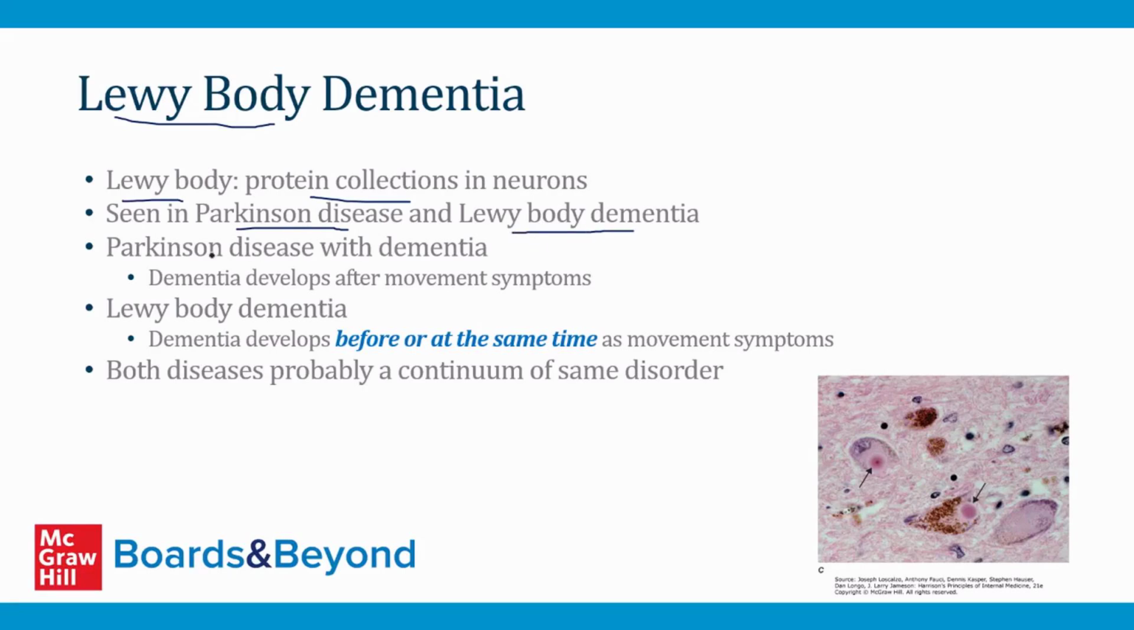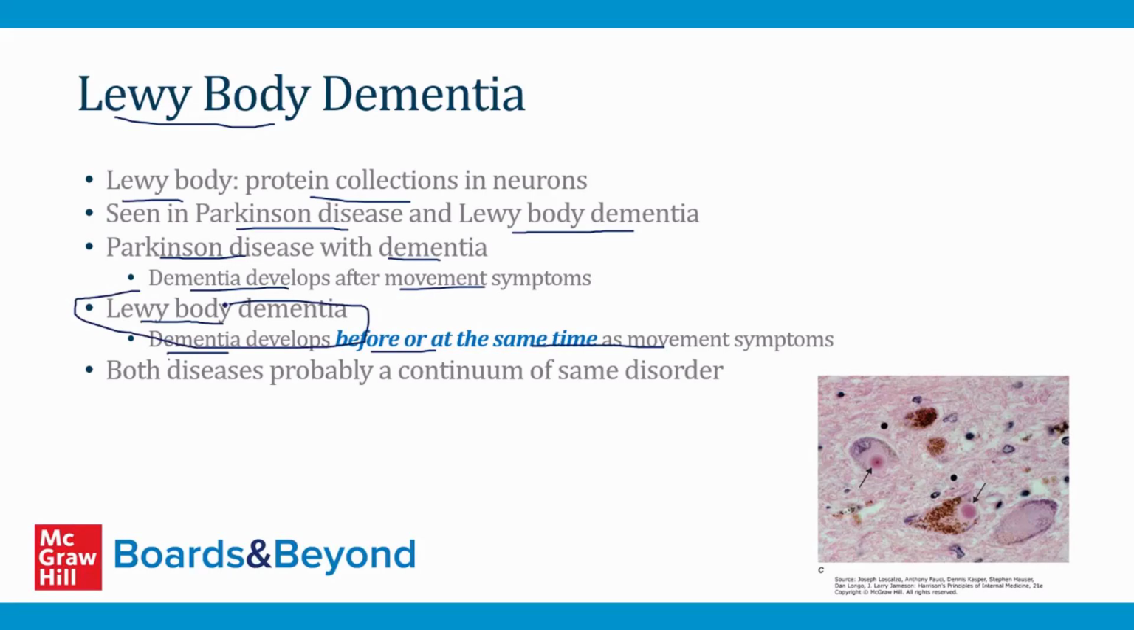I told you earlier that Parkinson's disease can lead to dementia, and when this happens, the dementia develops after the movement symptoms have been present, usually for at least 1 year or more. In contrast, in Lewy body dementia, the dementia develops before or at the same time as the movement symptoms. When that happens, we call it Lewy body dementia.